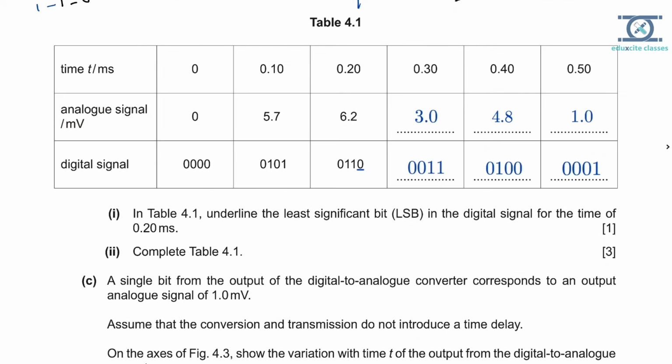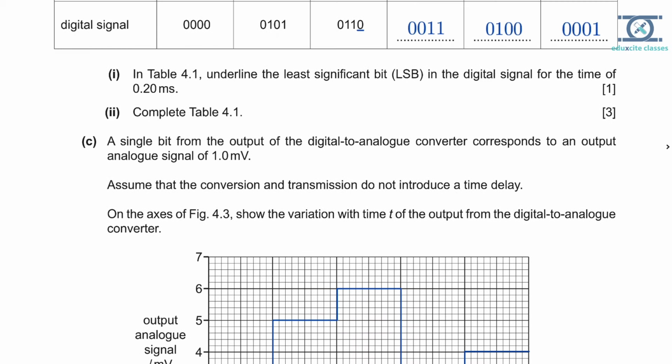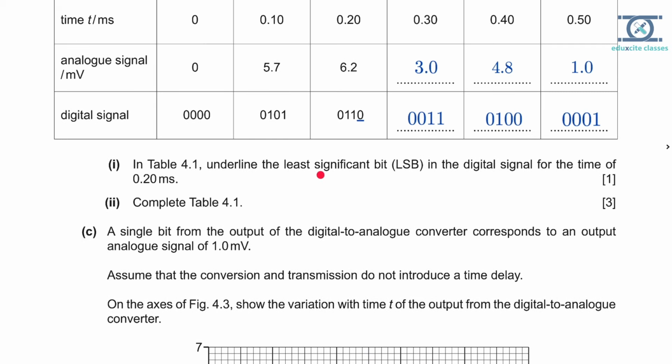You can practice over it, you can check for this also. Okay, so underline the least significant bit (LSB) in the digital signal for the time of 0. So here you can see at 0.20 the least significant figure, which I have underlined here, which is 0. Okay, so this is of 1 mark and 3 marks for the completing of the table.